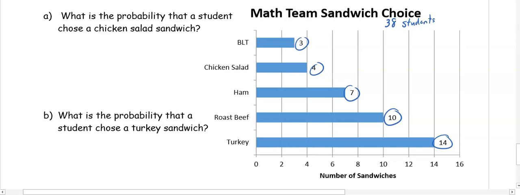So what is the probability that they ordered a chicken sandwich or chicken salad sandwich? So a chicken salad sandwich, there were 4 out of 38. We want that as a decimal and a percent. So 4 divided by 38 to the nearest hundredth is 0.11, which would be 11%. What's the probability that they chose a turkey sandwich? So we have 14 out of 38, which would be 0.37, so 37%.